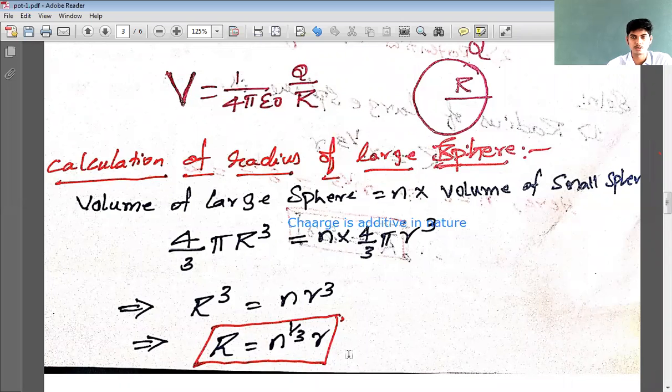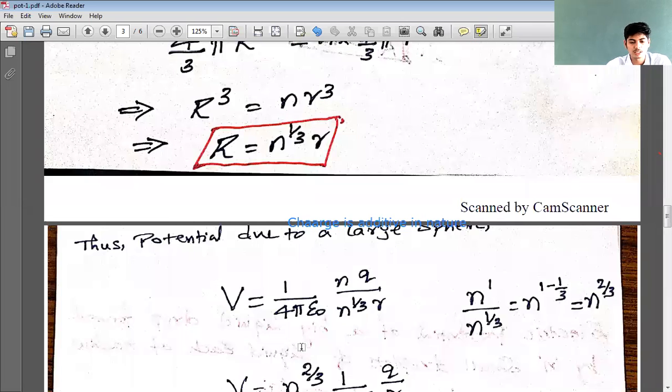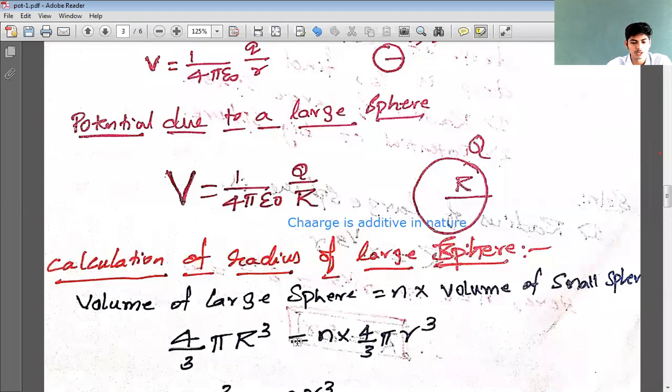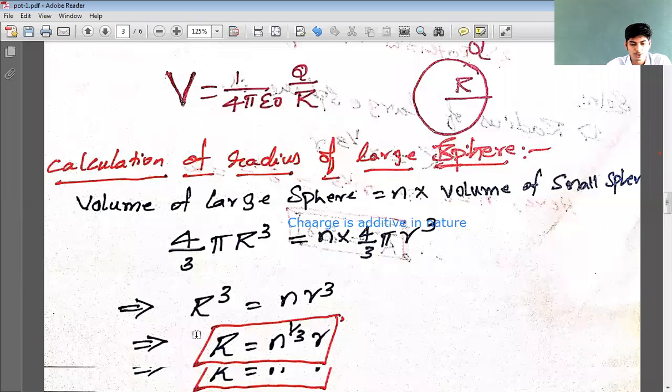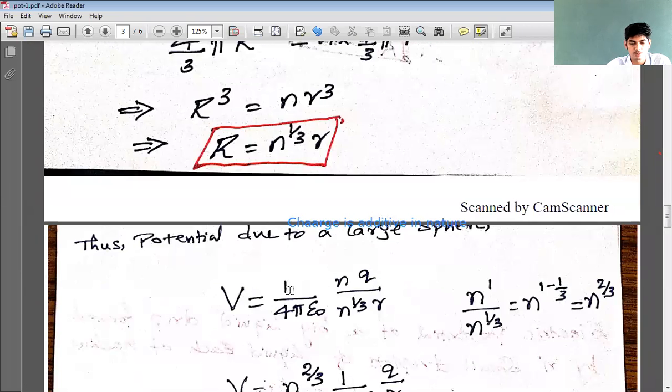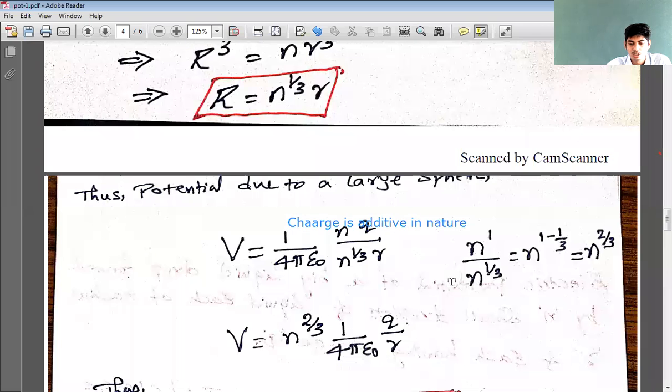Remember this equation. Now, what will be the potential of the large sphere? We have to find the large sphere potential now. V is equal to 1 by 4 pi epsilon capital Q by capital R. Potential due to the large sphere is V equals 1 by 4 pi epsilon, capital Q is Nq, divided by capital R which is n power 1 by 3 times r. n power 1 divided by n power 1 by 3 gives n power 2 by 3.